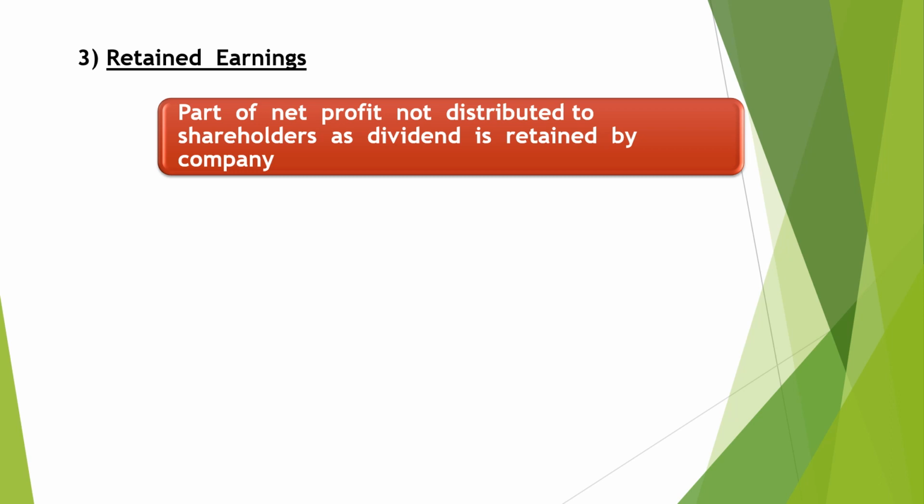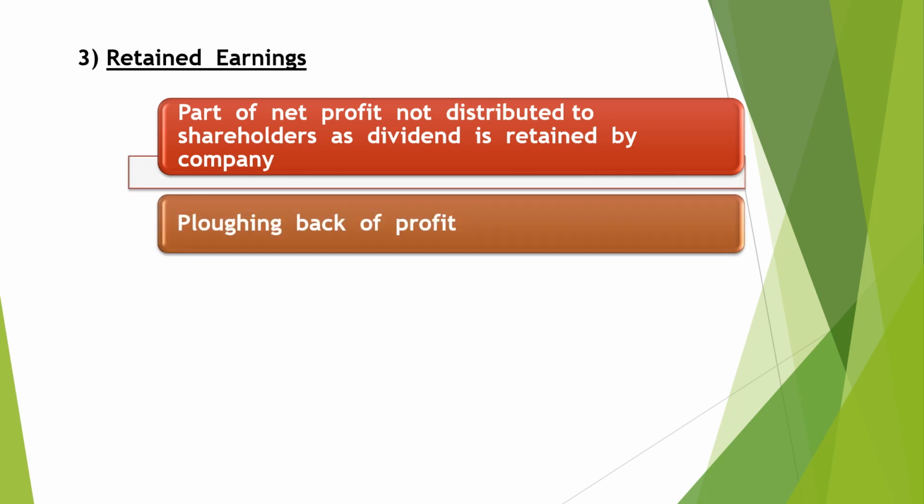The company does so thinking about the future growth and future expansion of the company. It represents the savings of the company. And that is why, as this amount is kept aside out of the profits, it is also called ploughing back of profit, that is pulling back of profit and keeping the same amount aside for future growth and expansion.